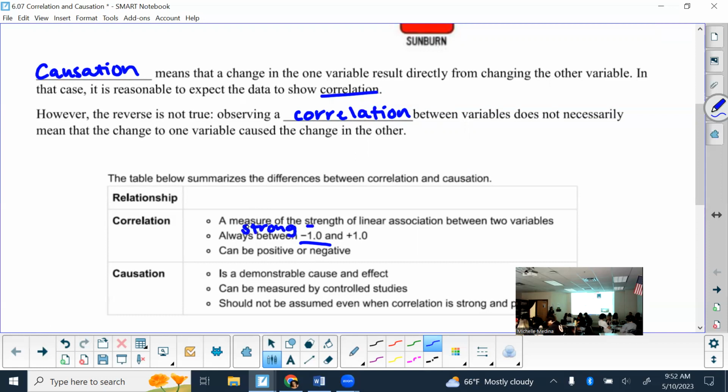Strong negative. And then a +1 is strong or weak? Also strong. But then it's strong positive.